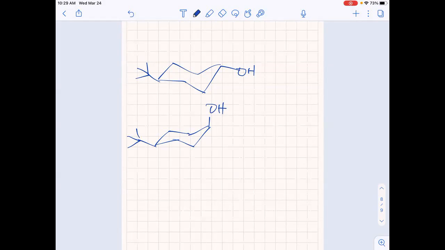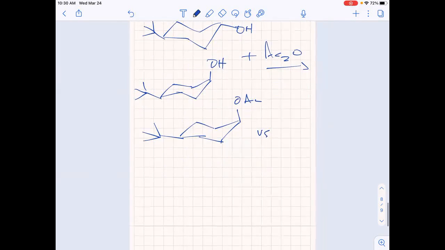this isomer, and the question is which one is going to react faster, all right, in an acylation reaction. So you treat both of them with acetic anhydride, and you end up with the acylated version of this. I'm just going to write out. So that's one product, and then the other product will be here.